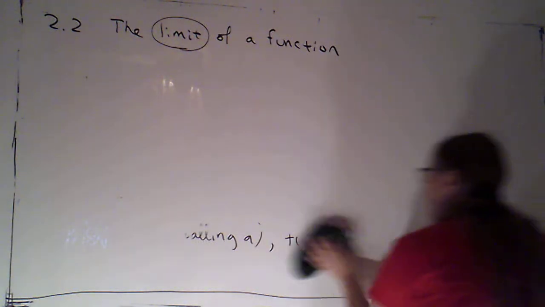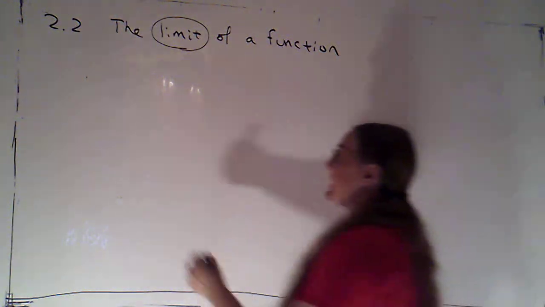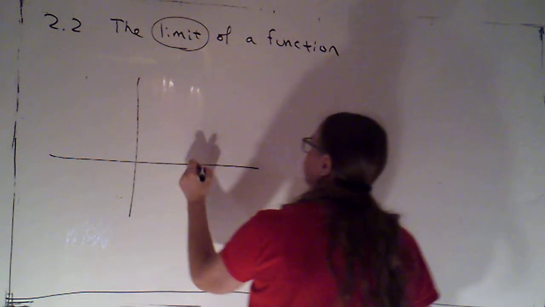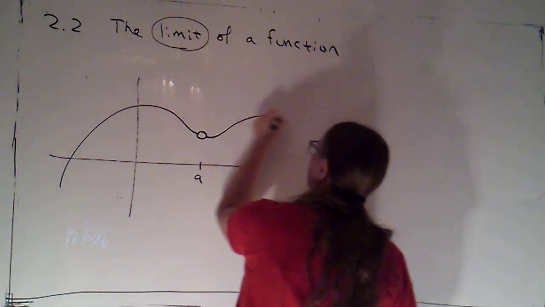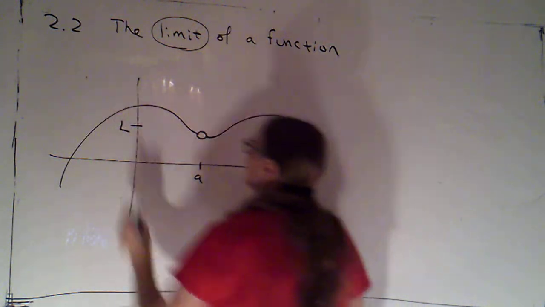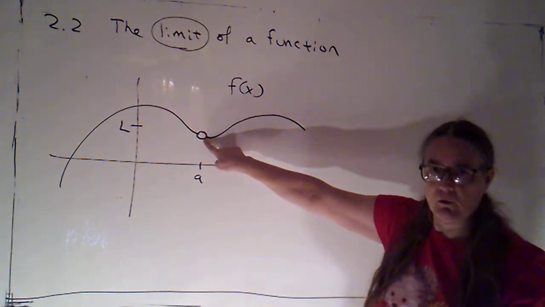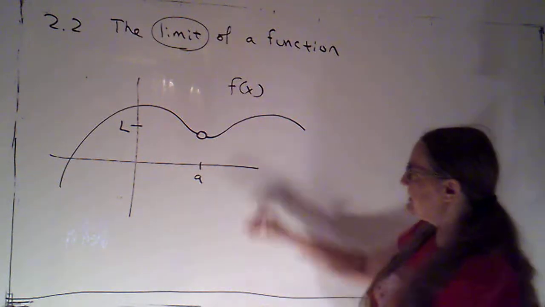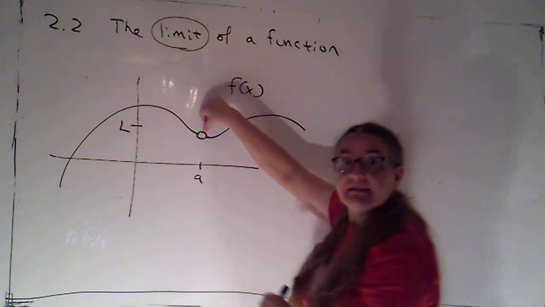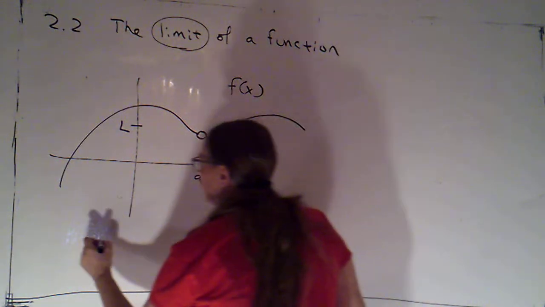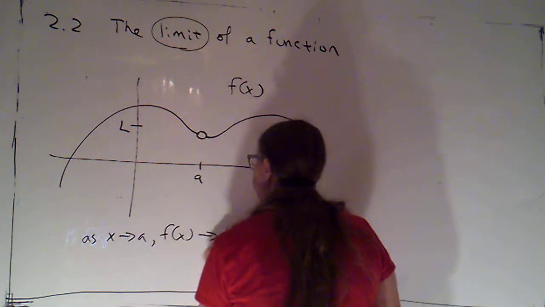All right. Now, what does this actually mean? Well, I'm going to draw a couple pictures of some examples. So here's a function, f of x, and there's a hole in the graph right here. And I can see the x value of the hole is a, and the y value of the hole is L. This would be an example where as x gets close to a, f of x gets close to L.